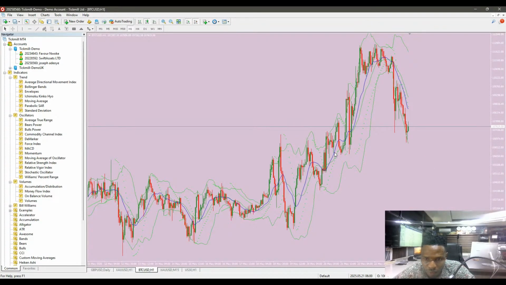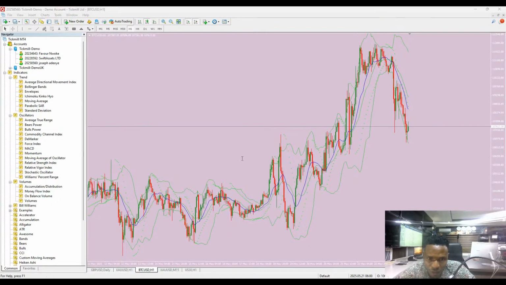The same thing is applicable to the moving average. You can see it's showing moving average, right? Right click on it, go to moving average in properties, click on it, and change the color.